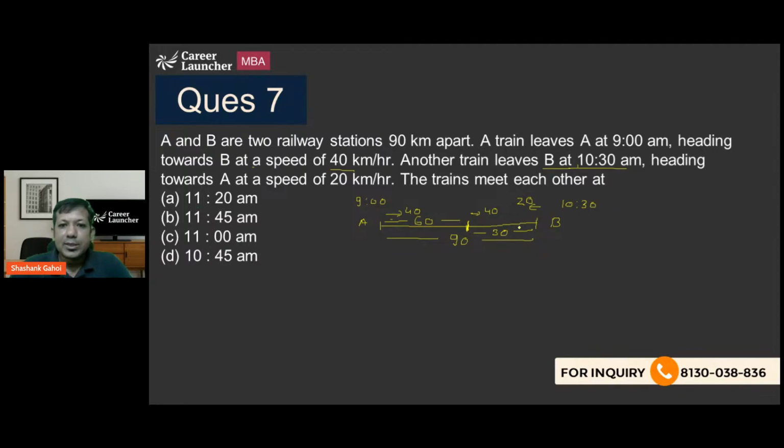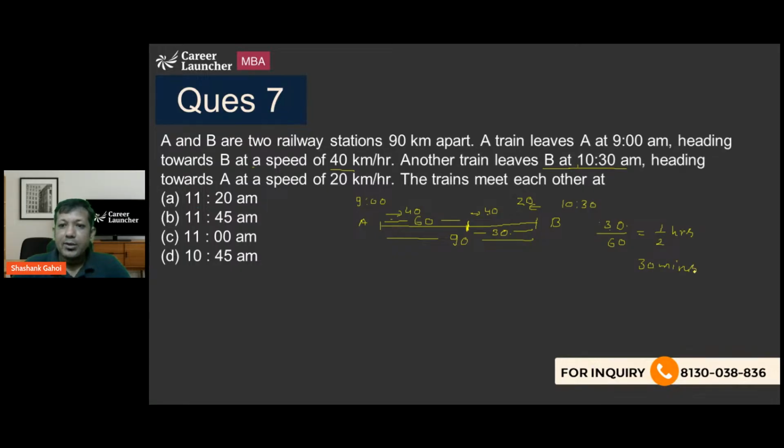So what is the distance between them? That is 30. What is the relative speed? That is going to be 40 plus 20, 60. So after 10:30, after how much time are they going to meet? The distance they need to travel is 30, total speed is 60. So they are going to meet after 1/2 hours, or I can say 30 minutes.